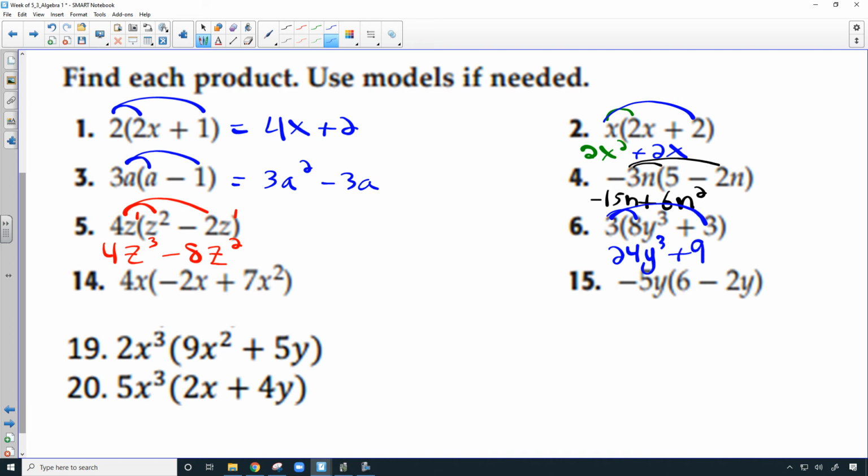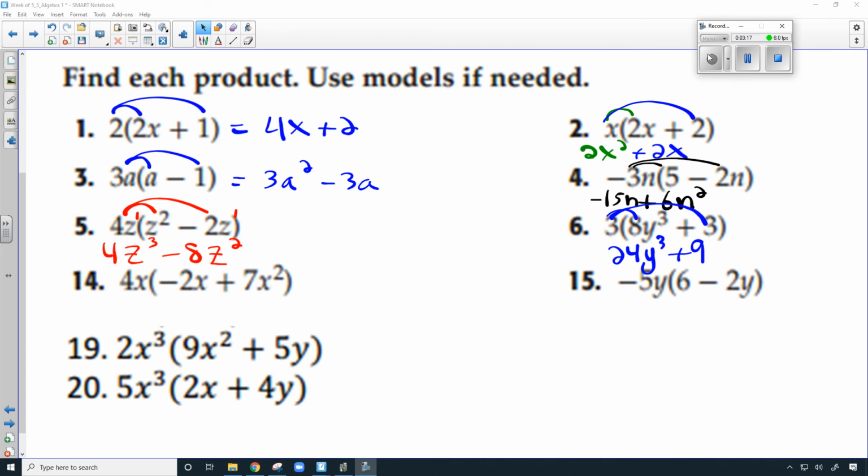Does this make some sense? Let's try to do a couple on our own, okay? So I'm just going to pause for a moment, and I'm going to ask you to try and do 14 and 15 on your own. Good luck, and I'll see you in just a moment. So again, we're pausing the video, and we're trying numbers 14 and 15 on our own.